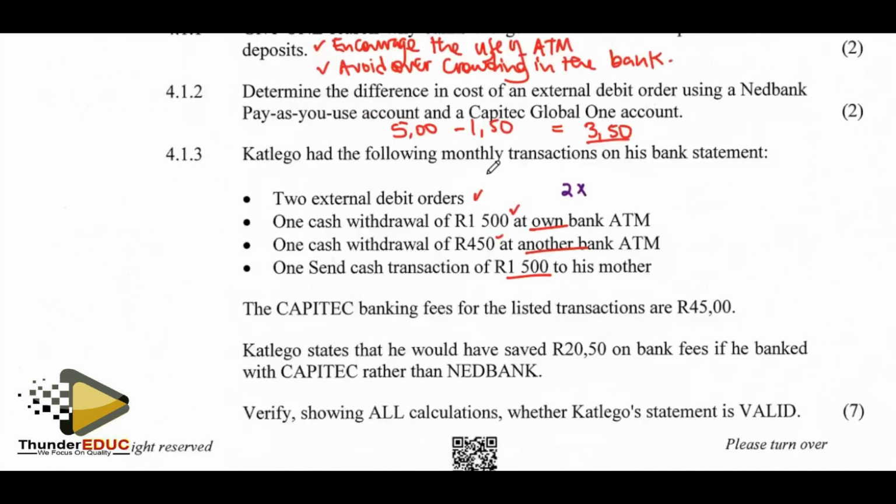Kathleen Ho had the following monthly transactions on his bank statement. The Capitec Bank fees for the listed transactions are 45 rands. Capitec also states that he would have saved 20 rand 50 cents on the bank fees if banked with Capitec rather than Nedbank. What does it mean? That all these transactions were done in Nedbank. So we need to calculate the cost.